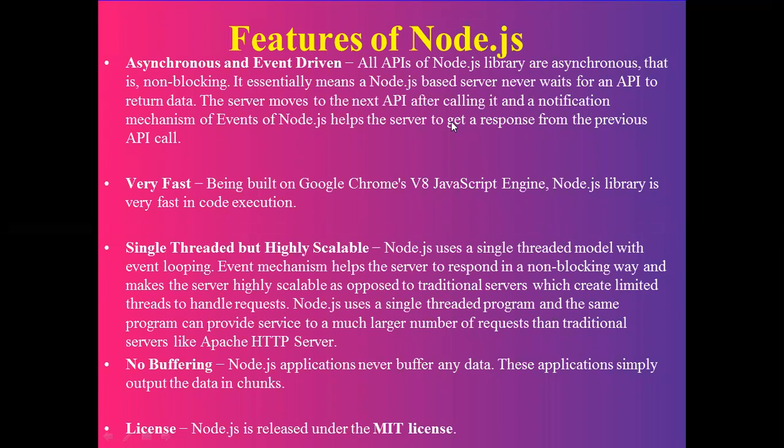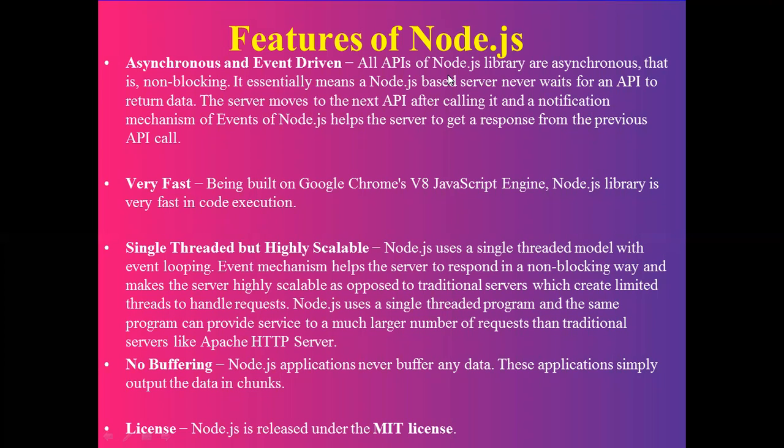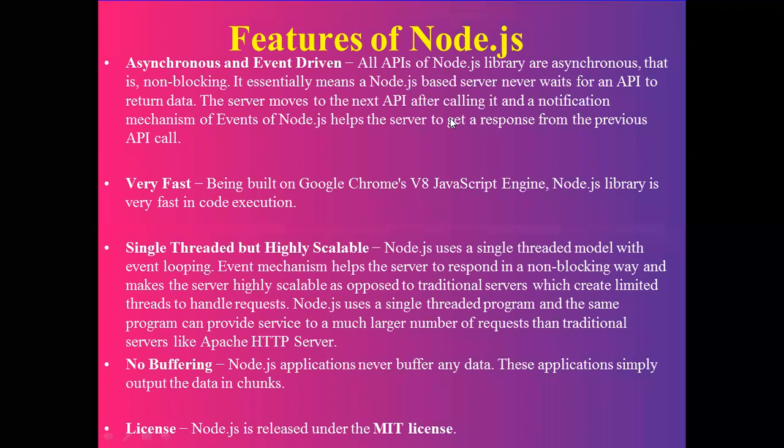The next one is single threaded, but it is highly scalable. Single threaded. You know what a thread is? A thread is a small amount of code. Single threaded, but highly scalable. Here, Node.js uses a single threaded model with event looping.